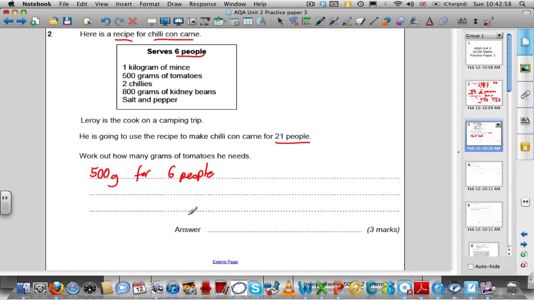Okay, so probably the easiest thing to do here is to work out how much he needs for 3 people. How many grams would he need for 3 people? Well, he would need half that, which is 250 grams. But he wants to cook for 21 people, so you've got to multiply the previous answer by 7, so it's 7 times 250 grams. Okay, 4 times 250 is 1,000. Add another 3 times 250, which is 750. That would give you that he needs 1,750 grams of tomatoes.